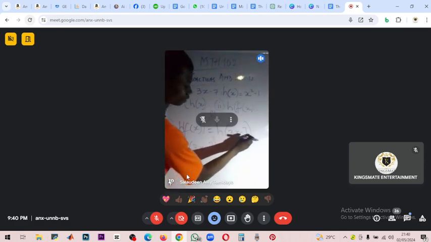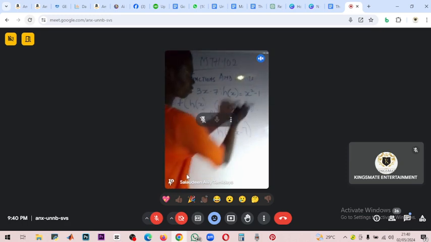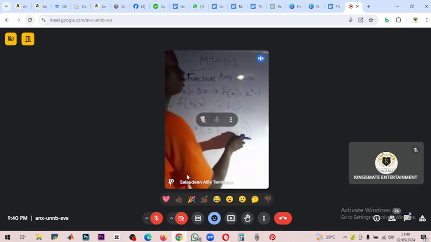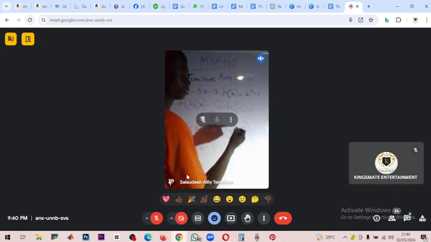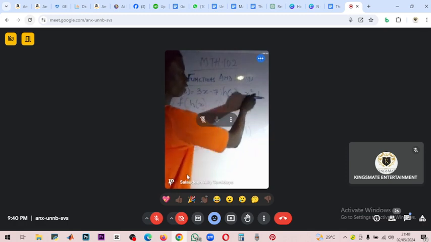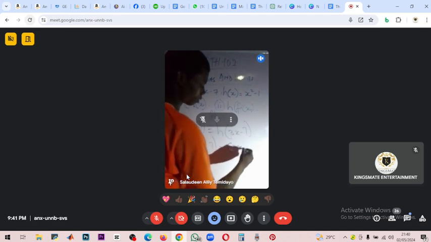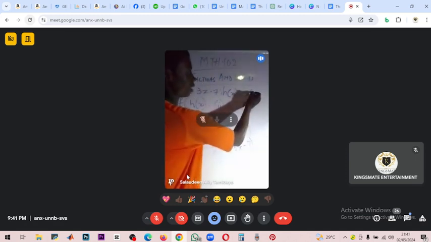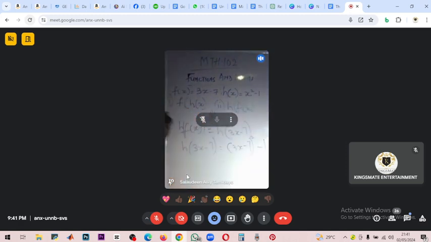H of 3x minus 7. That means I'm using the function h of x now, because it's not f of, it is h of. So h of 3x minus 7. Whenever I see x, I'll be using 3x minus 7. That is 3x minus 7, and this value is having squared. So squared, minus this. Which one are you solving, please? h of f of x.